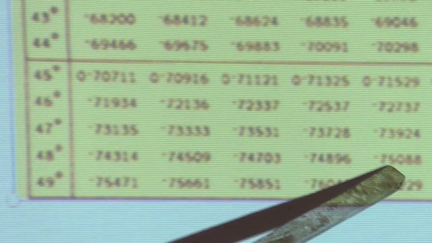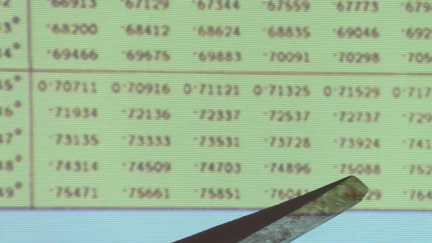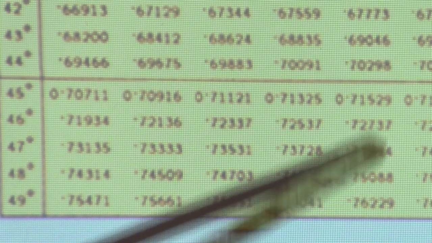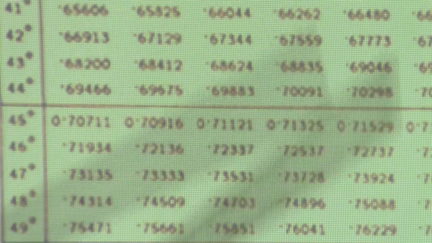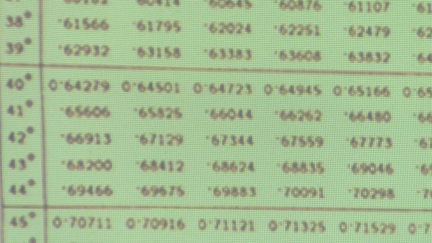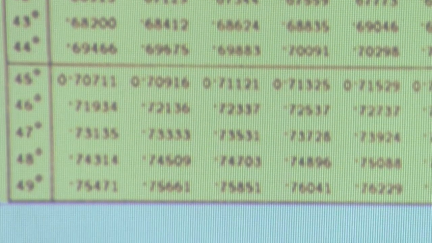0.7575, it will be here, 0.7508. That will be enough for us. 48 degrees, 30 minutes. No, it is 40 minutes. 48 degrees, 40 minutes. Suppose it was 30 minutes, we would have written 0.5 degrees.